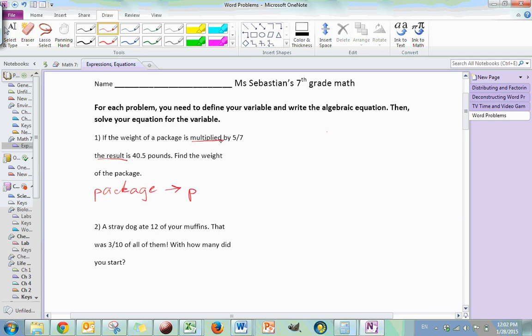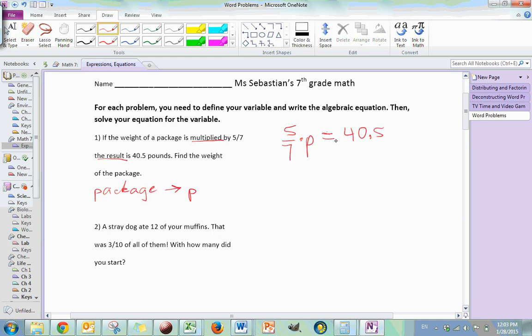So the weight of the package, which is P, gets multiplied by 5/7. And I could have put the 5/7 after, but we know that the commutative property of multiplication says it doesn't matter. I can scooch it to the front. Then I go into the rest of the sentence. The result is 40.5 pounds. So the result, that's a big old equal sign when we see the words the result, equals 40.5.